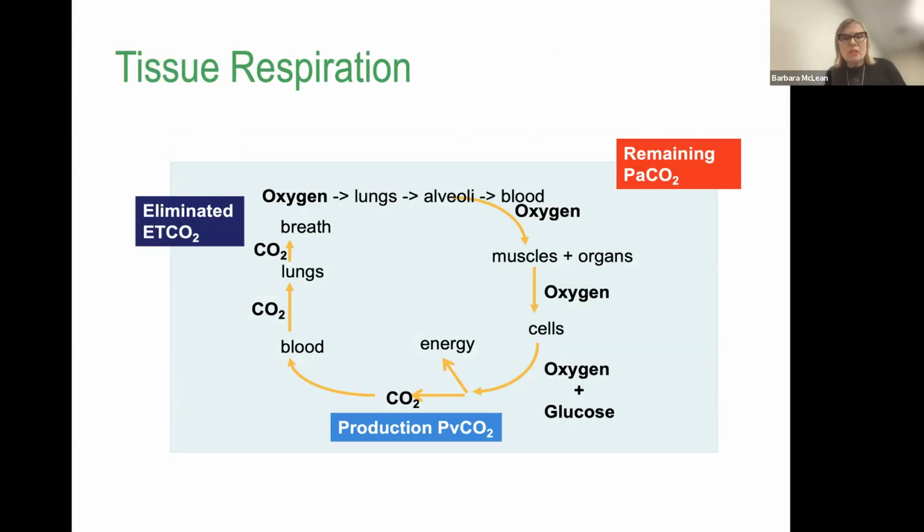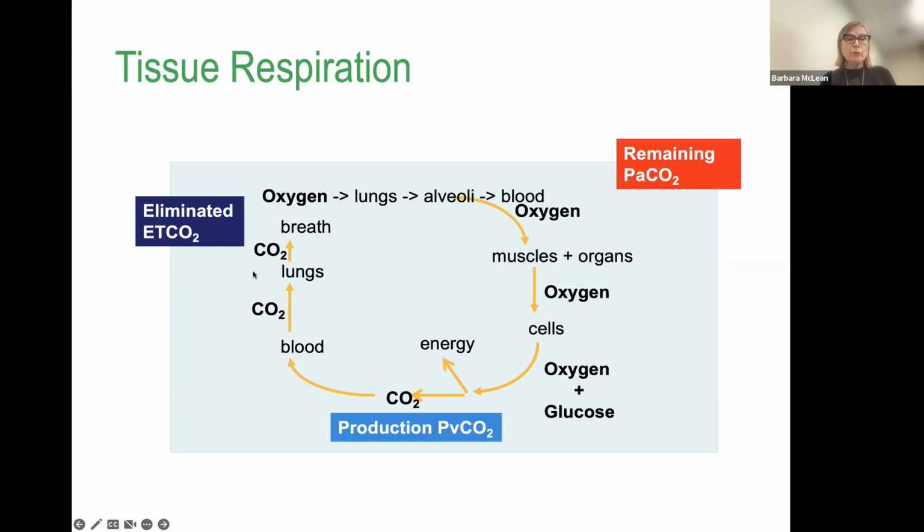So I've just given you this very simple graphic here to remind you about the 3 CO2s that are vital for us to monitor. Produced CO2, produced by the cell and exposed as partial pressure in the venous blood gas. Production, PvCO2, that goes up when cardiac output goes down. Period.